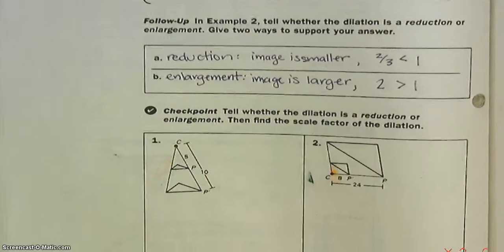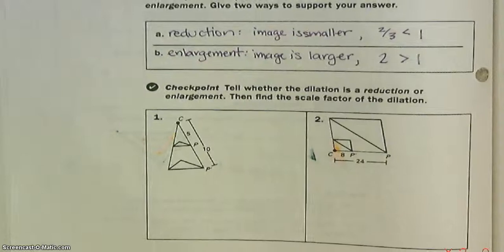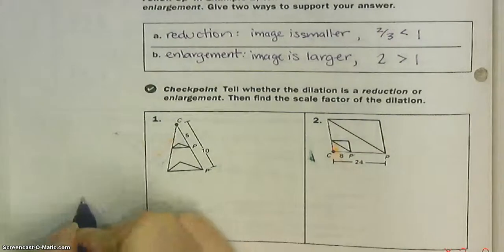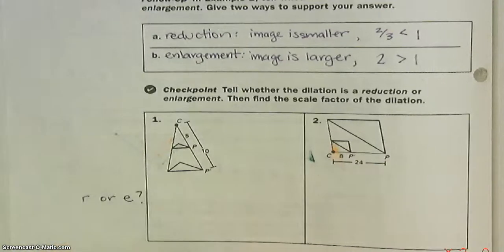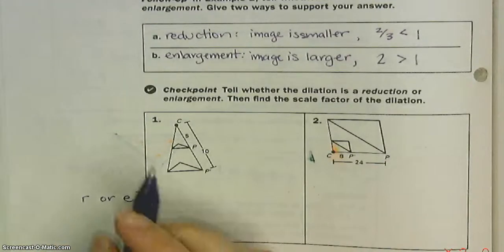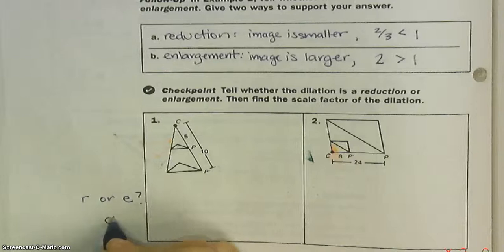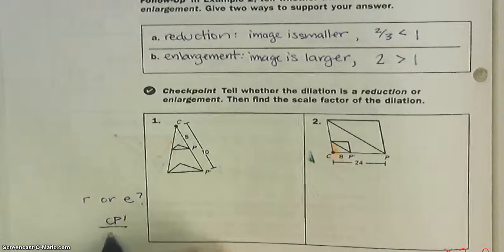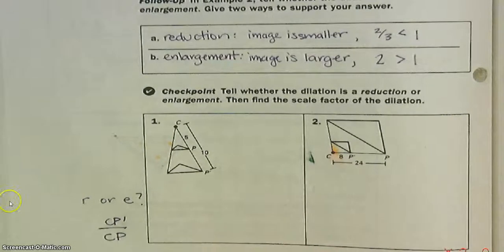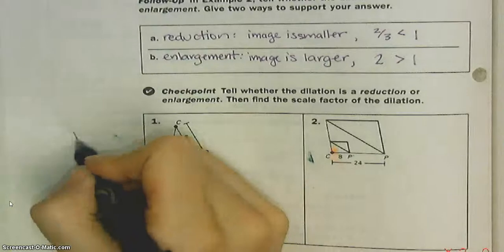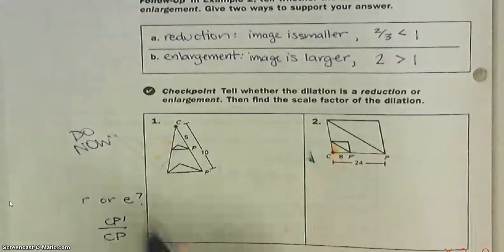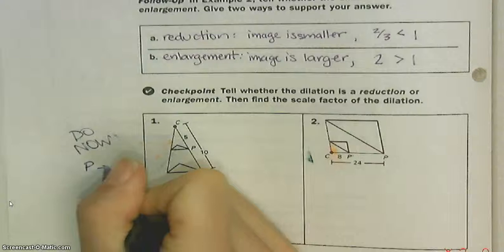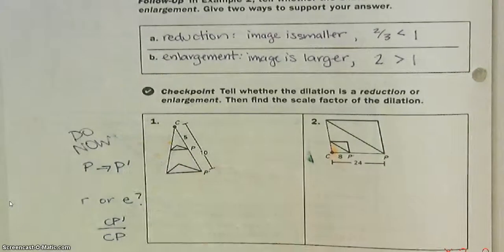Tell whether the dilation is a reduction or an enlargement. Is it a reduction or enlargement? And then you have to give the scale factor. And remember, that's CP prime over CP. So that's what you have to do for each one. Go ahead and do these now. Remember that you're going from P to P prime.